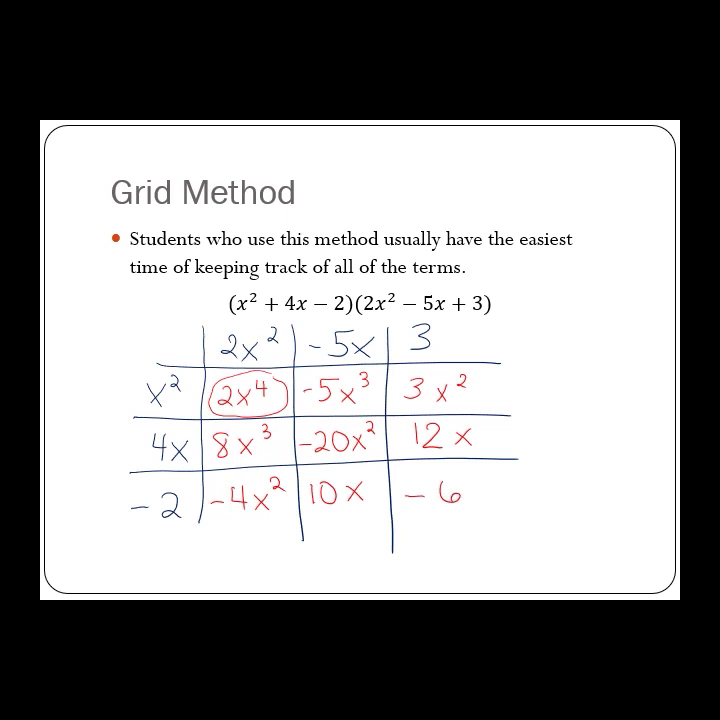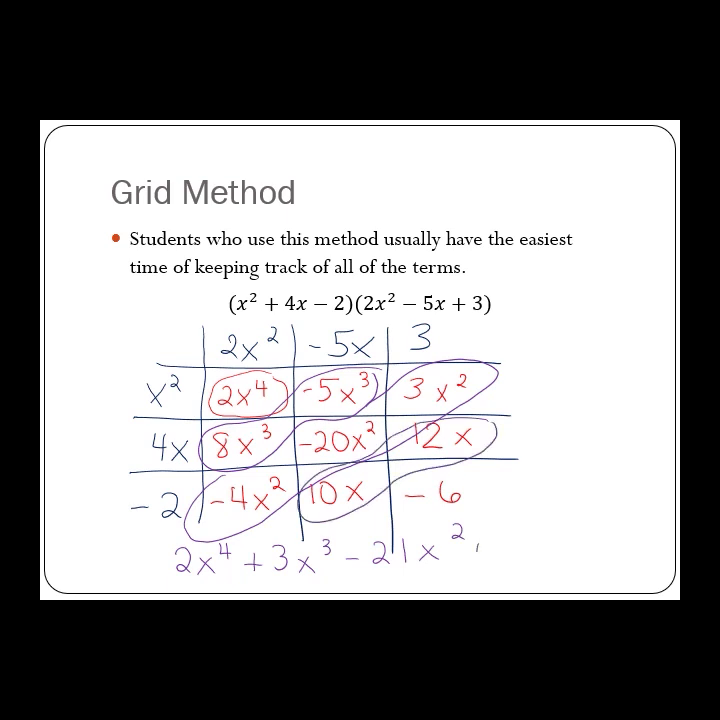So what the grid does is it helps us keep track of all the terms, but we do still have to write out our final polynomial by combining like terms. So I have 2x to the 4th. These are both x cubed terms, so 8 minus 5 is 3x cubed. These are all x squared terms, so I have -4 plus -20 is -24, plus 3 is -21x squared. These are my x terms, plus 22x minus 6.